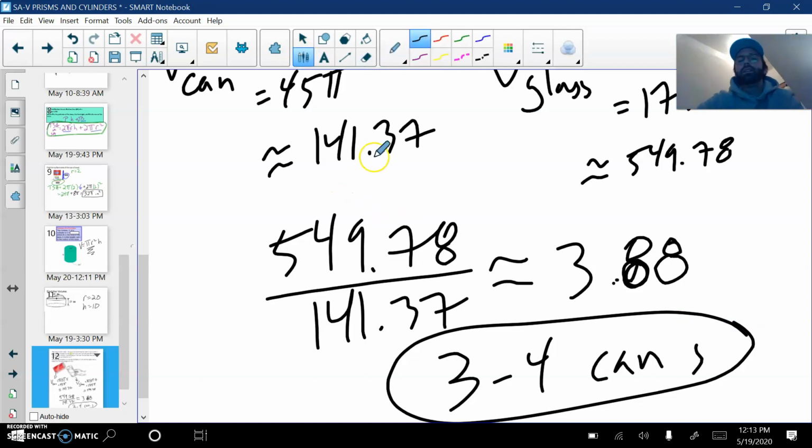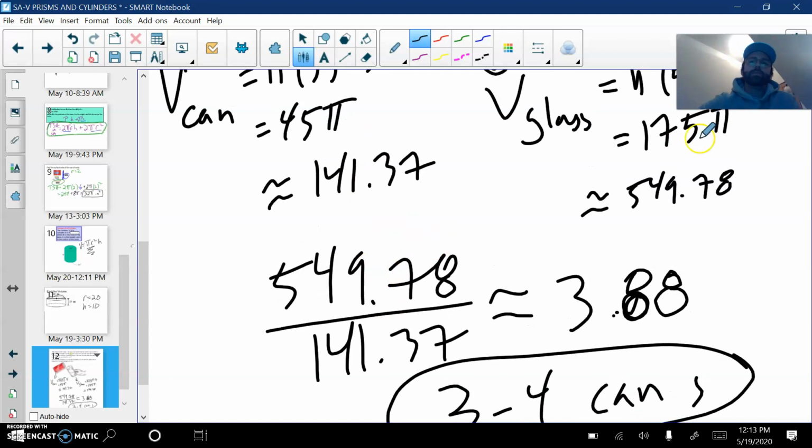All right, so let's talk about calculator errors. I tried to plug this in my calculator: 175 pi divided by 45 pi with the pi's on it like that. If you're going to do that, make sure you put 175 pi in parentheses and 45 pi in parentheses as well. Otherwise you'll get a calculator error with the order of operations there. So I would make sure there's parentheses around that.